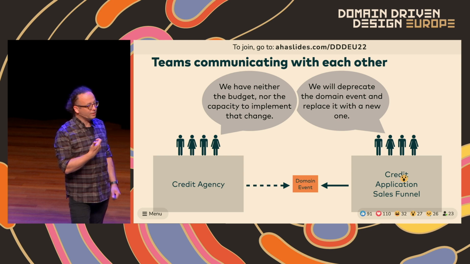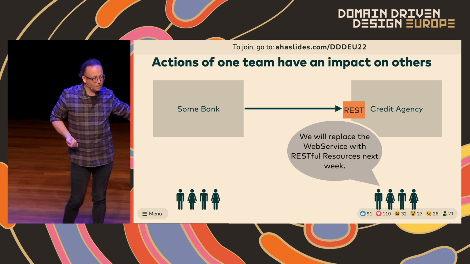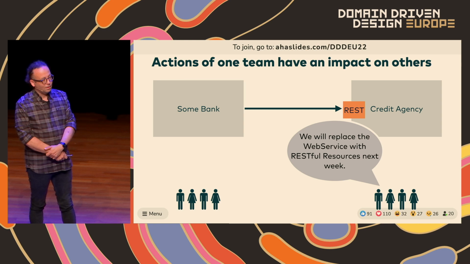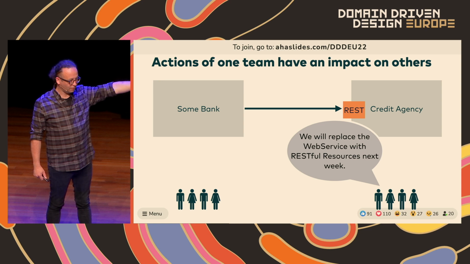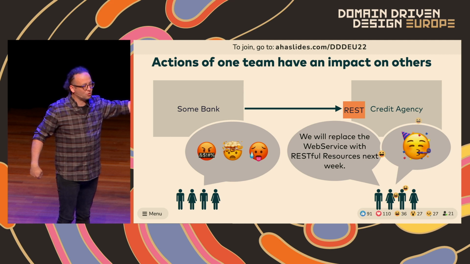And you can also have a perspective where one team does something, and it has an impact on another team. So, for instance, the credit agency will replace the web service by some RESTful HTTP resources next week. And it has an impact on the bank. They need to do something. And they may not be very happy with that. And the credit agency couldn't care less about that. Oh, their problem, not ours. But when the bank changed some of their scoring rules, it doesn't matter for the credit agency at all.